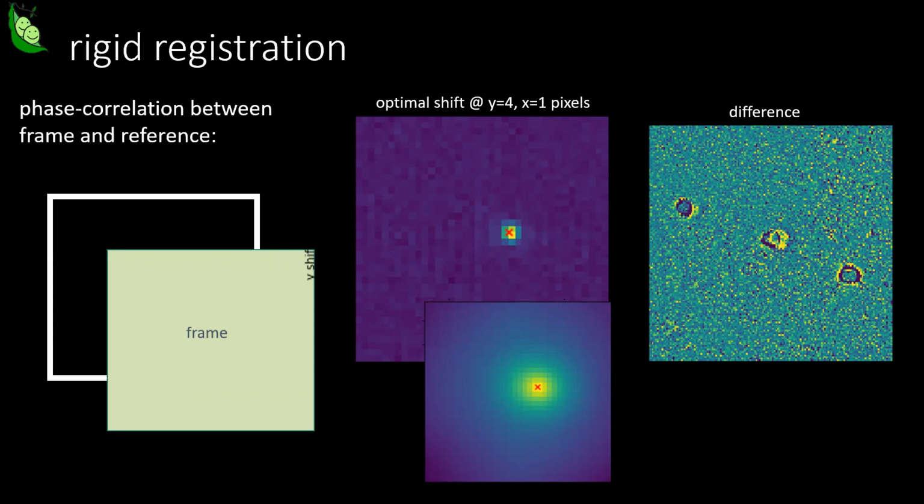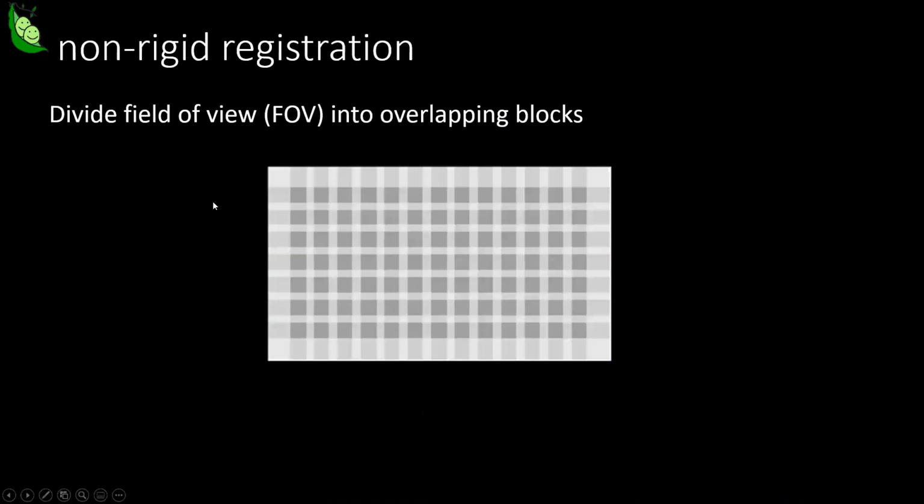Okay, this will work if you just have motion in the whole frame, but there could also be motion which is different in different parts of the image. They could move differently. So you need to use a non-rigid registration in addition to this in order to register them. For non-rigid registration, you divide the field of view into blocks, and now we do this phase correlation on these blocks.